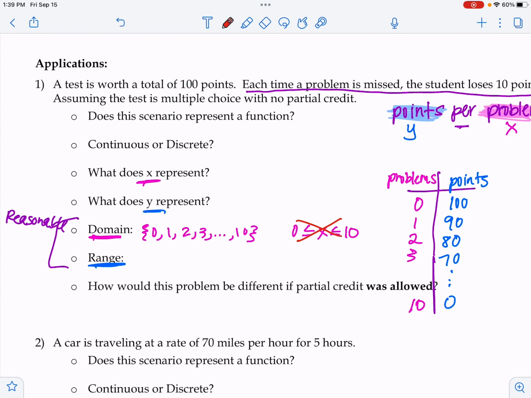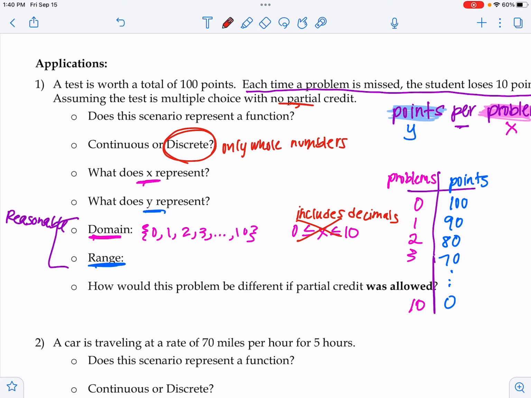Whenever you use inequalities, this includes decimals. Includes all the numbers between 0 and 10. So 1.5, 2.7, 3.9 repeating. And since that doesn't make sense for problems on a test with no partial credit, we have what's called discrete data. Only whole numbers make sense. Okay, so anytime only whole numbers make sense, it's going to be discrete.